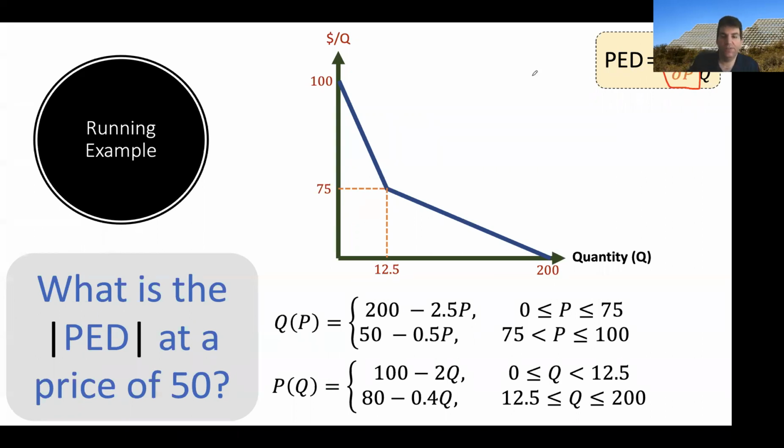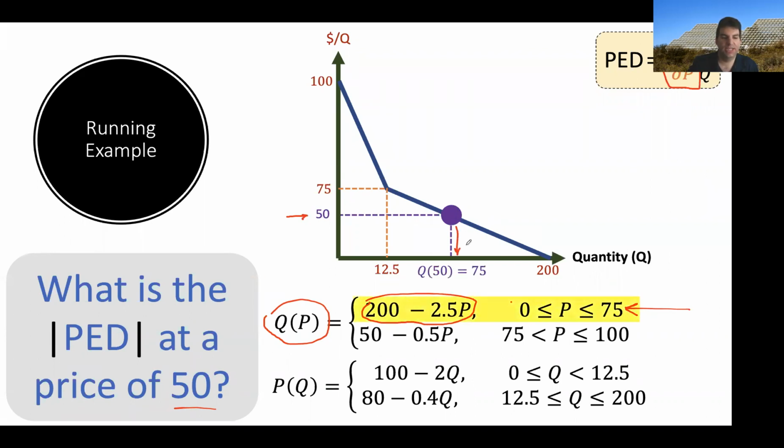And so all I need to do then is say, okay, for a price of 50, I'm going to look here at my Q to P function. For a price of 50, that's in this upper range here. And so by plugging 50 into this expression, I can figure out the corresponding quantity. So 50 goes in, and this quantity comes out of that. I look at that expression, and I find out that it's 75.